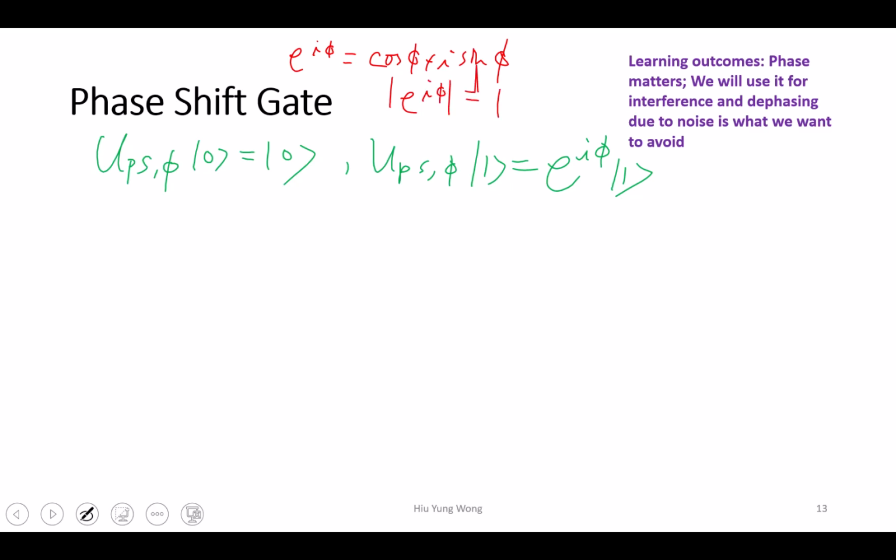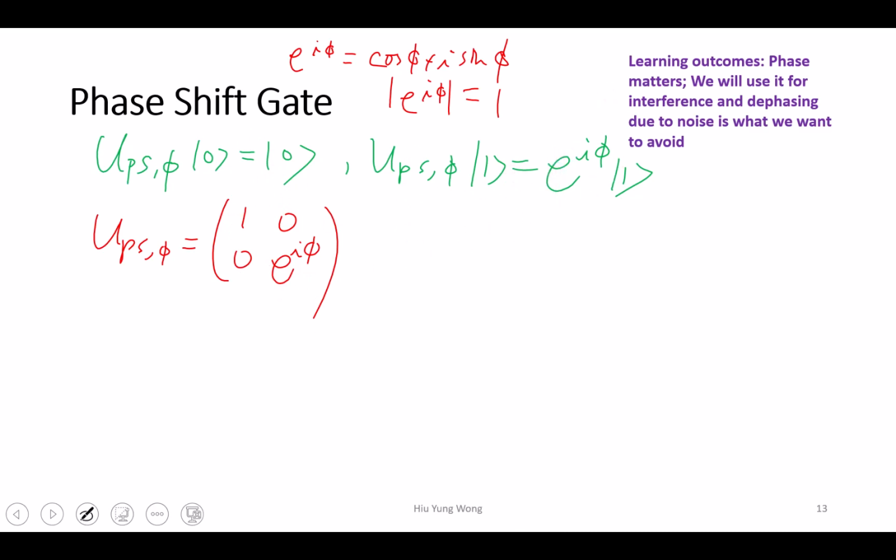Good. So that's it. I have the definition already. Of course, I can try to write down the matrix form. I can say this is also U phi equals 1, 0, 0, e to the power i phi. You probably cannot see it right now, some of you, if you did not study before. Otherwise, it's straightforward. You can construct the matrix, because if this is applied to 0, I keep 1. If it's applied to 1, I keep e to the power i phi, right?